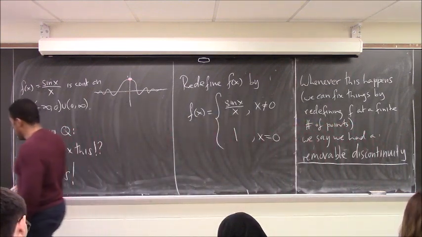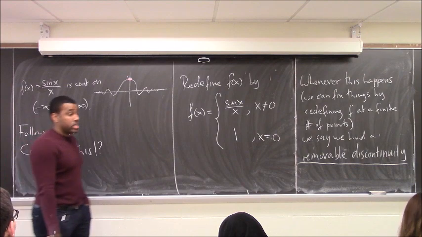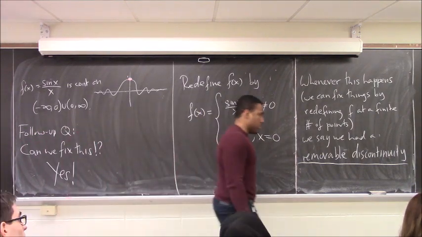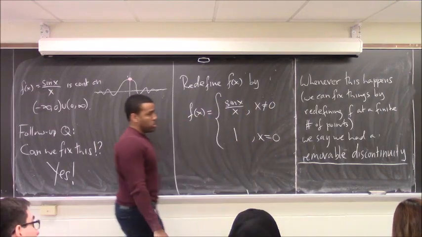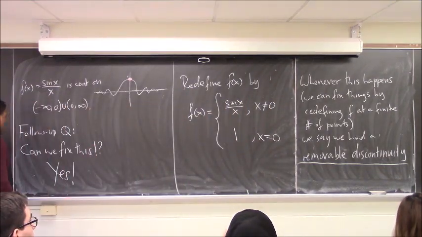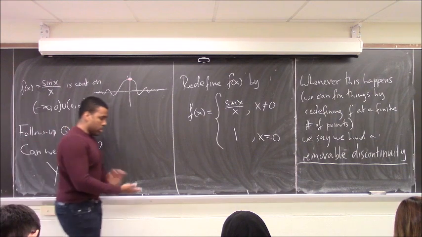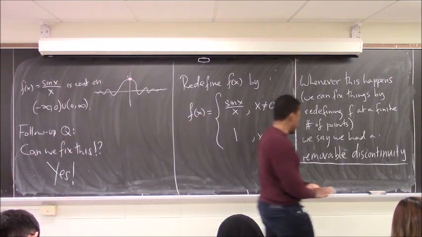There are discontinuities that we can't fix. These are called essential discontinuities. And they come in several varieties. You can have infinite ones, you can have jumps, etc. But we'll talk about those next time. For now, we'll stop there, and we'll pick up with this on Friday.